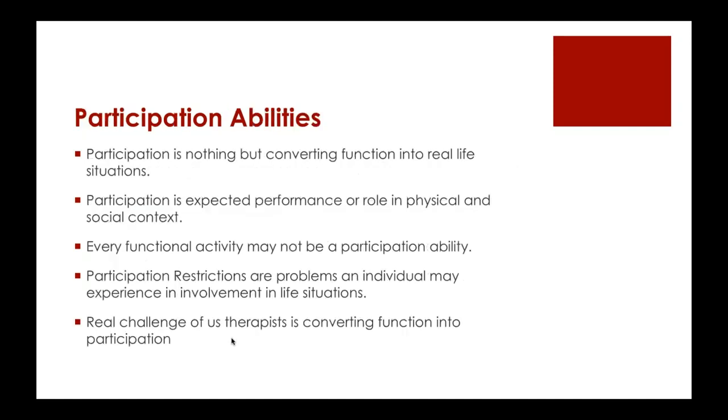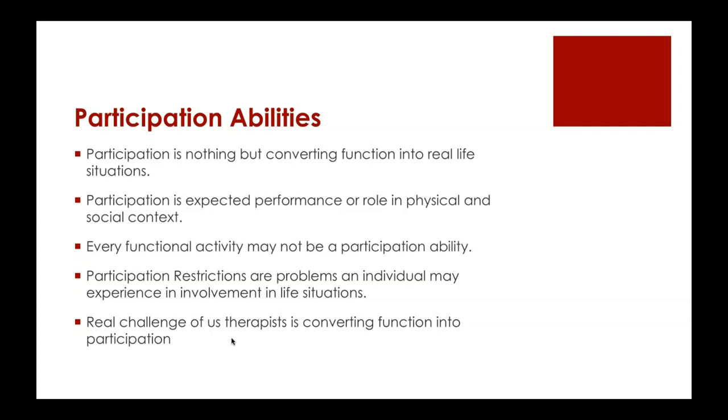Then you're going to look at your participation. Just because he could sit in the house or he could sit in a car with support, can he sit in school? That is participation. Can he sit in a bus going home or going to school? Can he sit with his friends in class? That is what it is. It is in the social context. Your goal setting also happens on the participation. It does not happen at the activity level. Every functional activity may not be a participation ability.